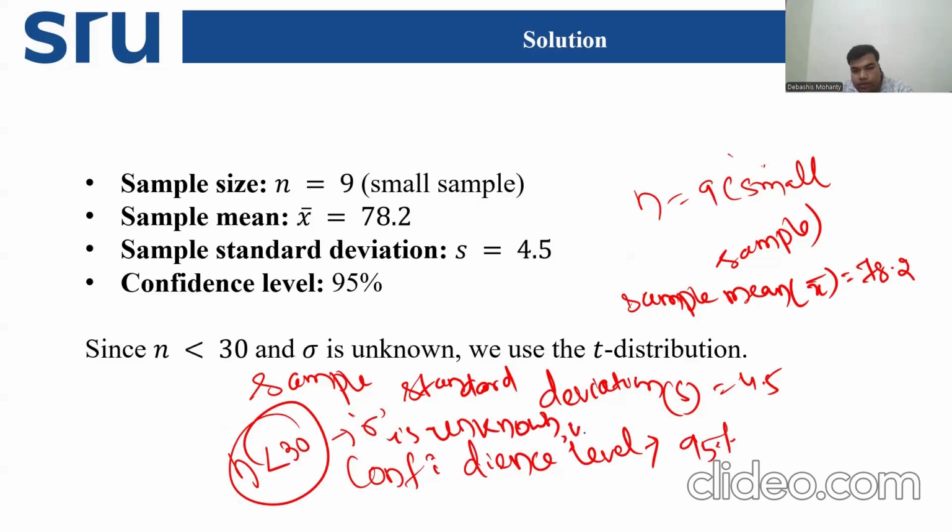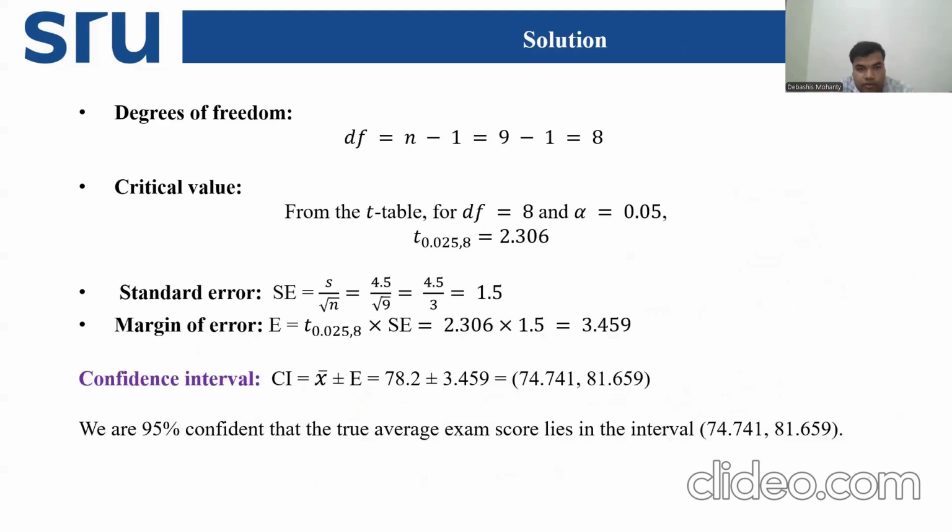So we have to use the t distribution. There is a table, the t distribution table. So let us see the solution. First of all, we have to calculate the degree of freedom. The degree of freedom, DF, is equal to n minus 1, that is 9 minus 1, which is 8. Right?